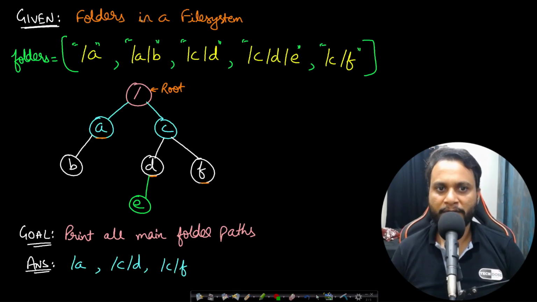In this case, we are given folders in a file system. So let's say that our folders string array is /a, /a/b and so on, right? Now our goal is to print all the main folder paths. What do I mean by main folder path?